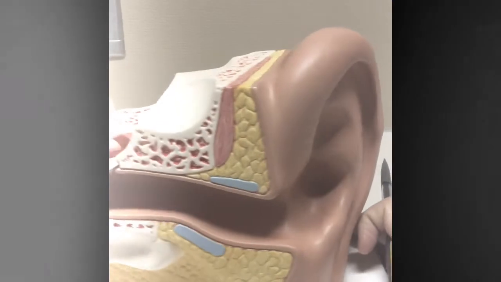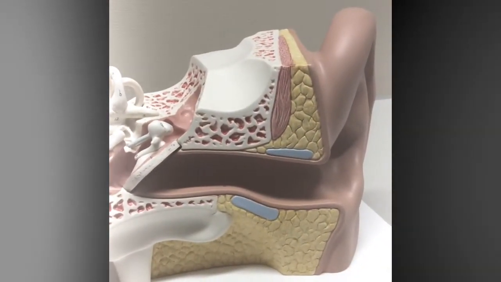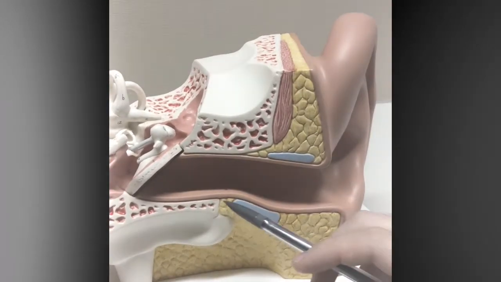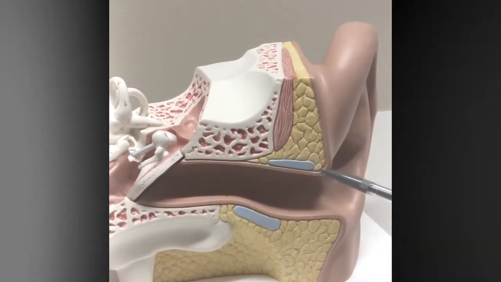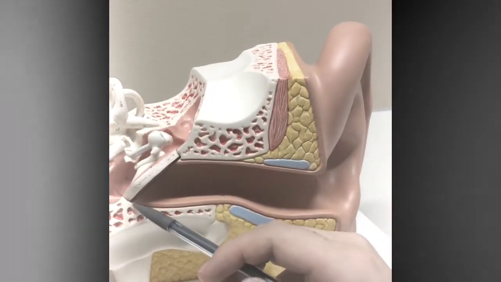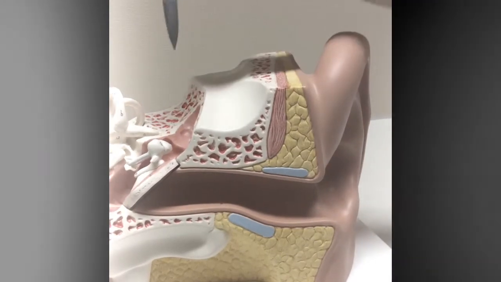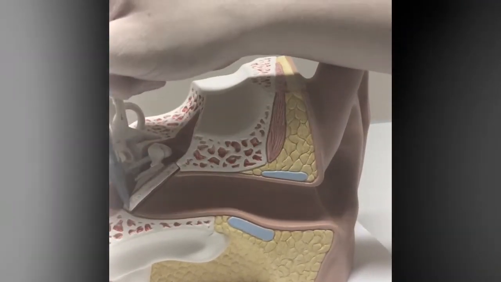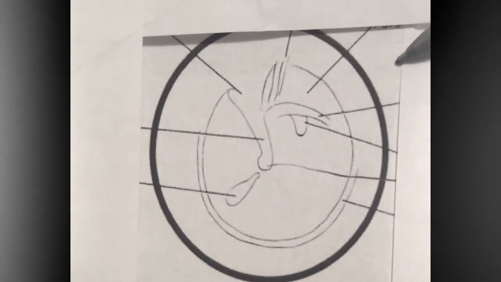As we move further into the ear, here is the external auditory meatus. As you can see, 2/3 of the external auditory meatus is made of a cartilaginous portion, whereas 1/3 is comprised of the bony portion. The outer ear system ends here at the tympanic membrane. Here we can see an up-close view of the tympanic membrane.